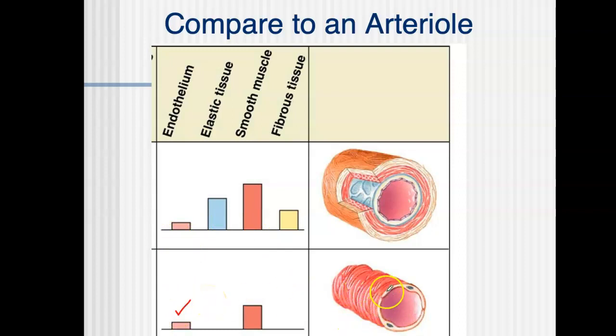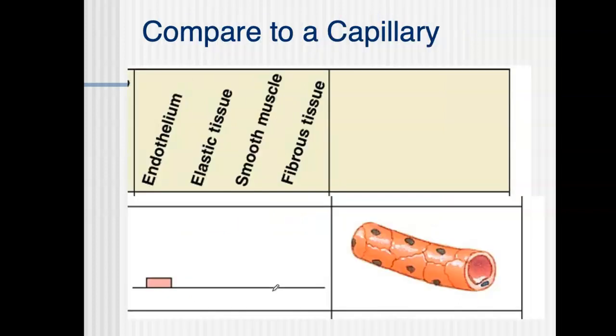Do they have any muscle around them? Look, this is all red. Yes, they have muscle, but not much elastic tissue or fibrous tissue. Important to know that. Make a note of that.